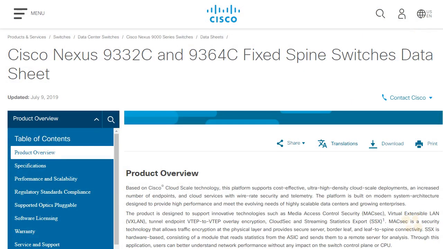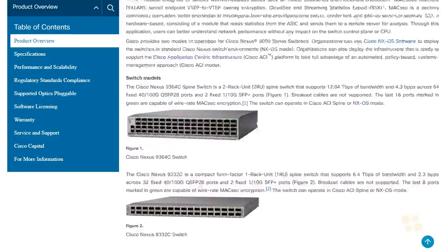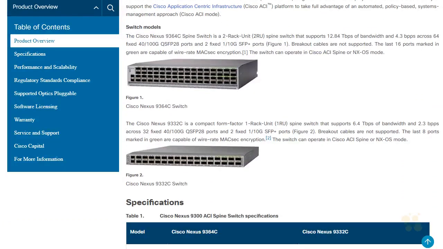We're going to head on over to Cisco's website and take a look at the datasheet that they have for the fixed spine switches. And if we're having problems finding this on Cisco's website, we can always just Google 9300 fixed spine switches datasheet. That should get us to the right page. So let's scroll down and take a look at the different switch models we have. And we're looking at two different models.